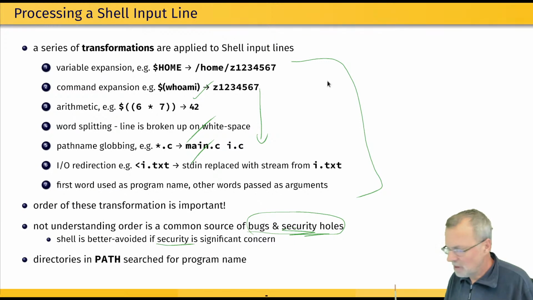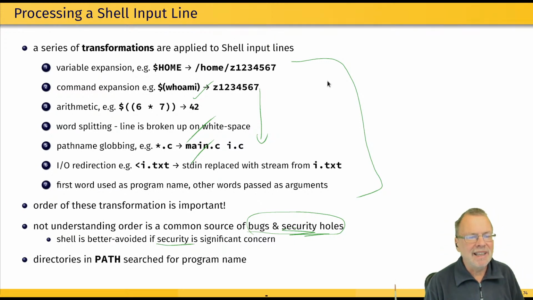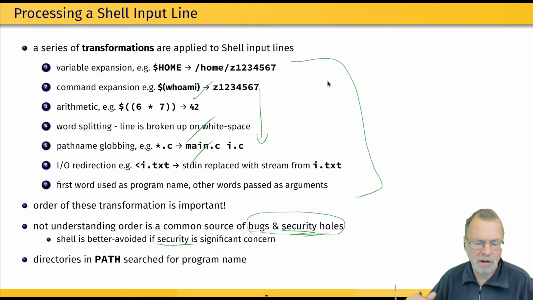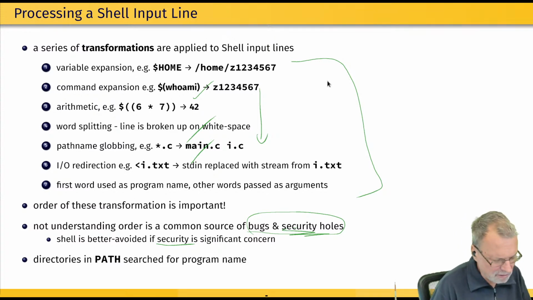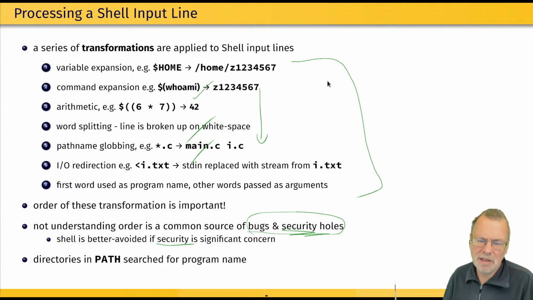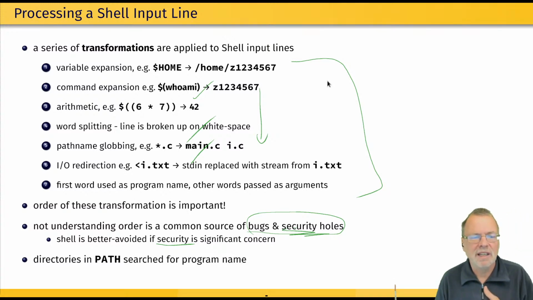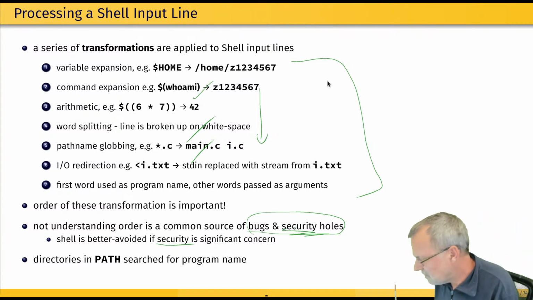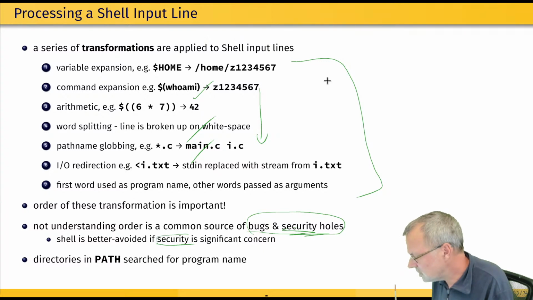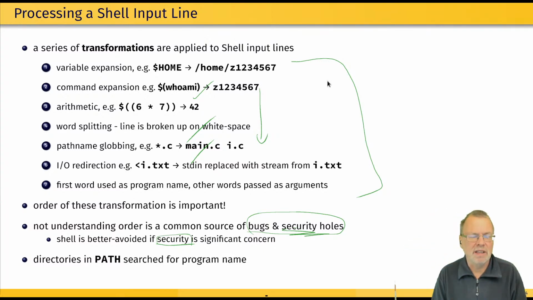One take-home message might be, if security is a very high priority for a circumstance, and the importance of security varies. If you're working in a bank protecting accounts with millions of dollars in them, yeah, security is incredibly high priority. If you're in a university doing research, maybe it's less of a priority. It's your home laptop, less of a priority. But shell is better avoided if security is your biggest priority.